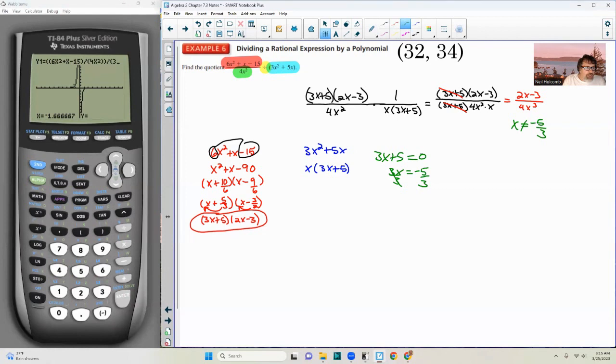It goes there and then it jumps over -5/3. There is no y value. Okay, there's a vertical asymptote at 0 because of this right here. So x can also not equal 0. Okay, and that's also in the original. So x can't equal -5/3 and x can't equal 0. And the answer is 2x minus 3 over 4x cubed. Okay, so now you should be able to do problem numbers 32 and 34 in your exercises.